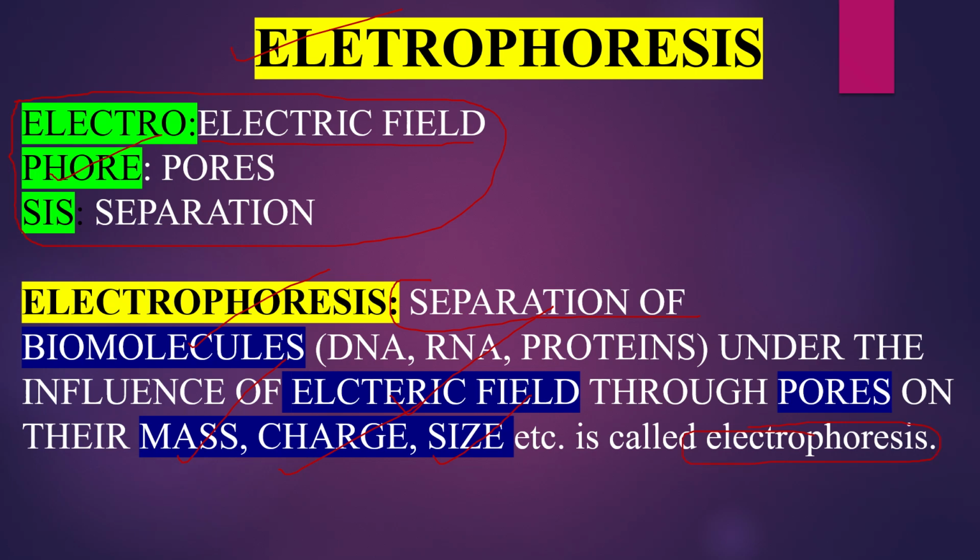So here is a simple definition of electrophoresis, that is, it is a separation of biomolecules like DNA, RNA and proteins under the influence of electric field through the pores on the basis of their mass, charge, size, etc.